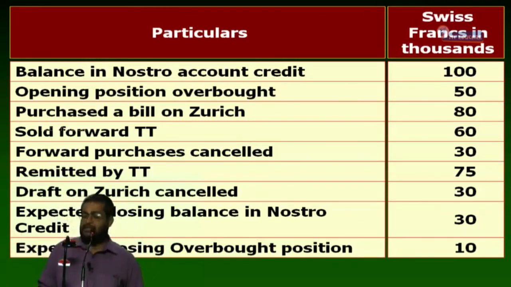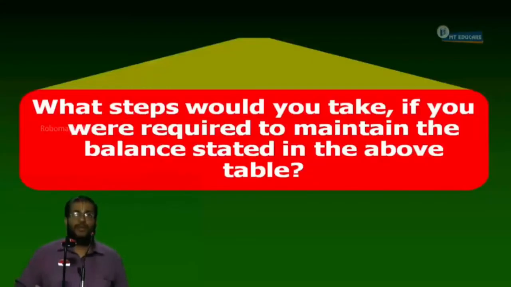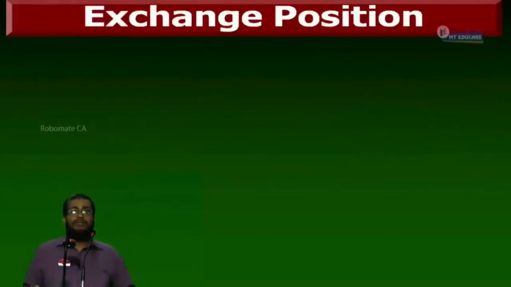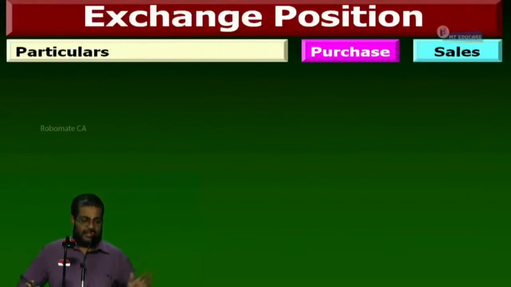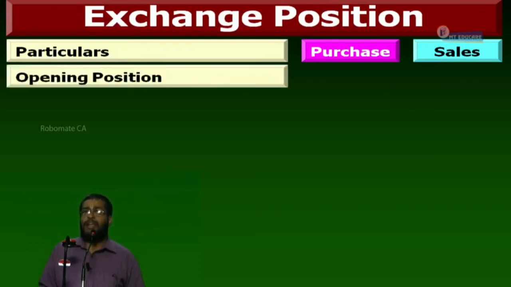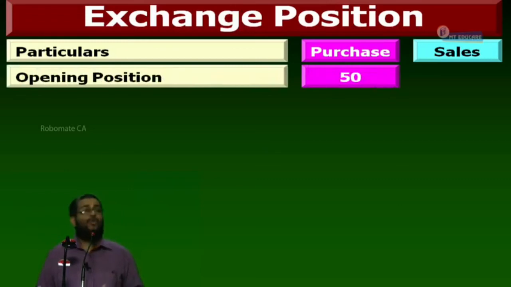Participate: particulars, purchase, sales. No need to copy, please participate. Next time we'll do it together. Okay. Now, first, opening balance. When I open this particular period, this period started with an overbought or oversold position. What is overbought here? 50. That is nothing but net purchase. Overbought means what? Net buy. I write in purchase 50.